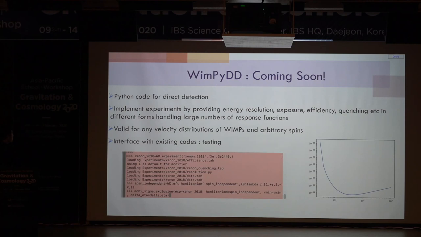At last, I want to advertise one more thing, the WIMPDD, our new code. This is a Python code for direct detection, implementing experiments by providing energy resolution, exposure, and efficiencies, etc., and different forms handling large numbers of response functions. It is valid for any velocity distributions of WIMPs and arbitrary spins. Still, we are working on this code, but I think it will be coming soon. So please stay tuned, and thank you for listening to me.